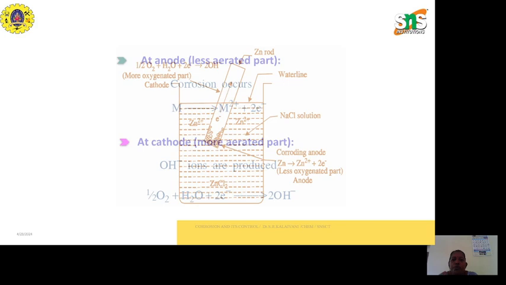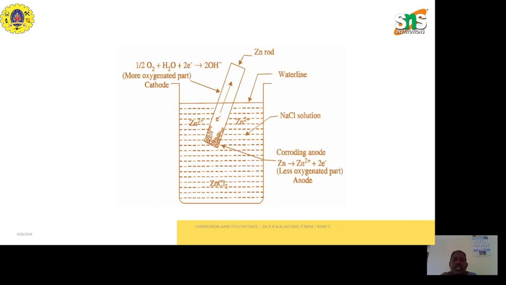So here we have both galvanic corrosion and differential aeration corrosion. Galvanic corrosion is possible when two different metals are present. One acts as the more active metal, and one acts as the less active metal. That means the anodic part and the cathodic part.